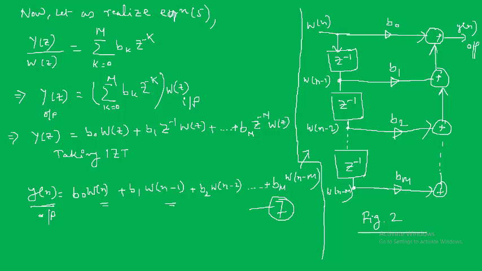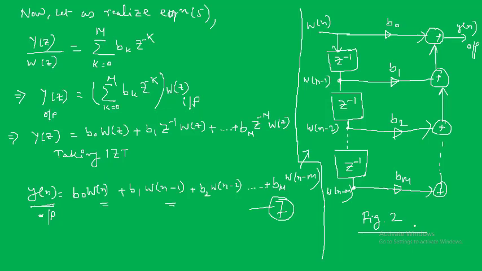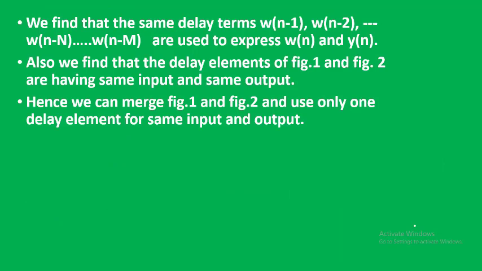So at this point we are getting w of n, which has b0 as its coefficient. Similarly here we have b1, b2, and so on up to bm, and then we are adding them up. So we are getting y of n. So this figure 1 and figure 2, now let us combine them.